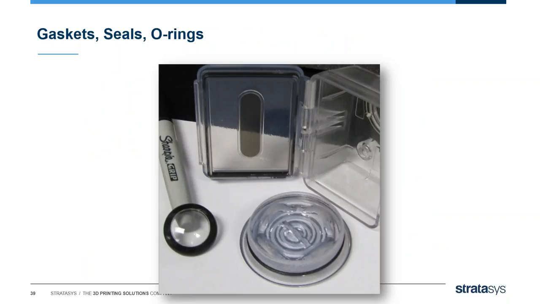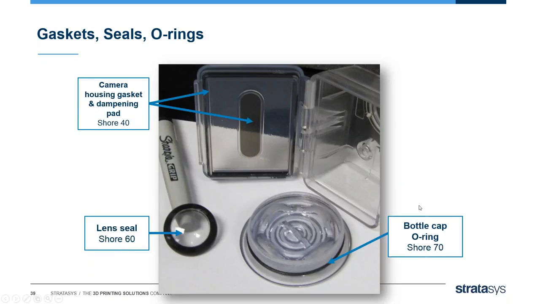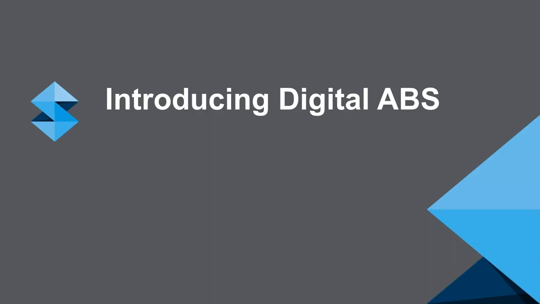Another very nice example is gasket seals and O-rings, like this box with an imprinted seal or this cap. I added some descriptions, like this bottle cap with an imprinted O-ring of Shore 70, this lens seal with a Shore 60, or this box where you have a hinge and the gasket. These are parts you can make with these combinations of Clear and Tango Plus or Tango Black Plus. Okay, this was section number two.